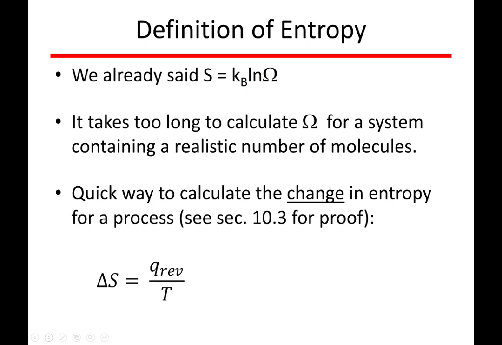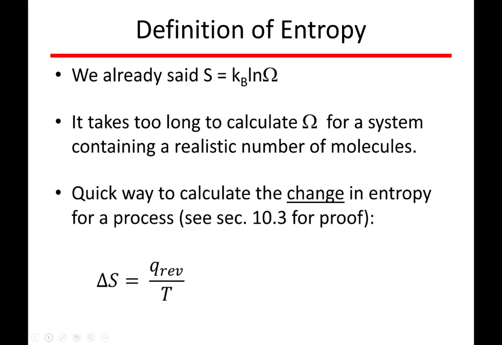And so if we want to calculate what the change in entropy is, then we can use the following equation to calculate what delta S is. We're much more interested in knowing what delta S is than knowing what just S is. Delta S can be calculated by determining the reversible heat and dividing it by temperature.